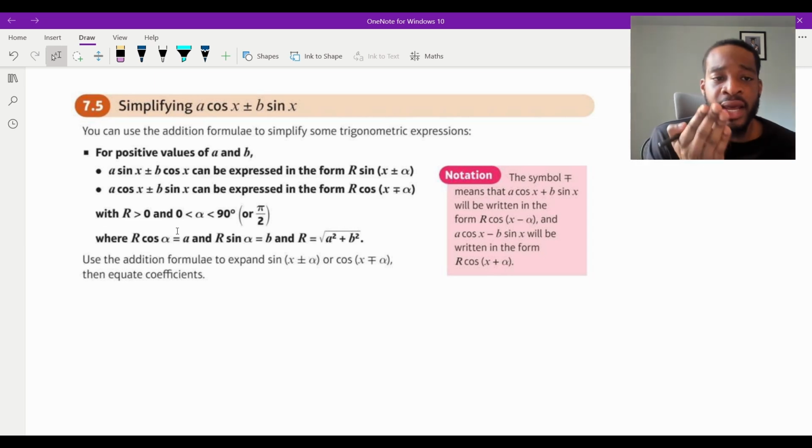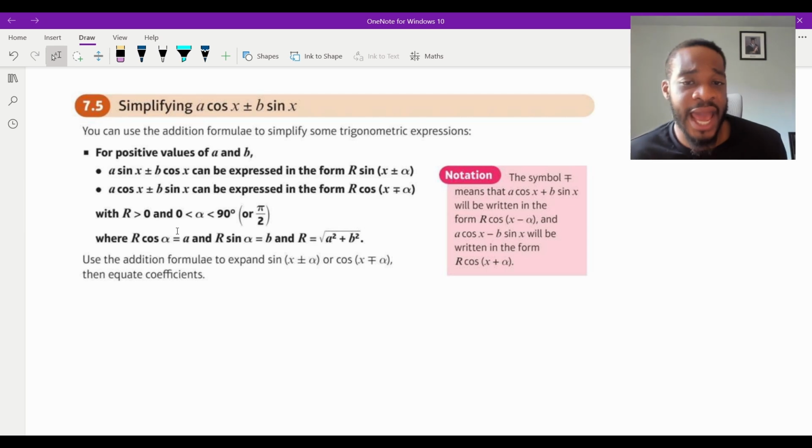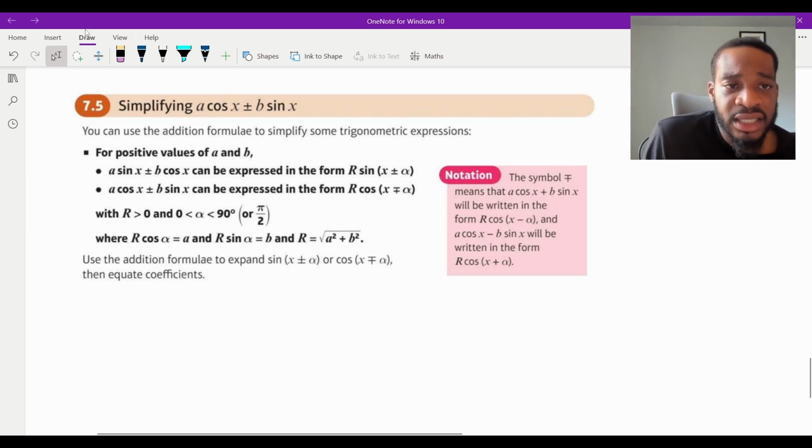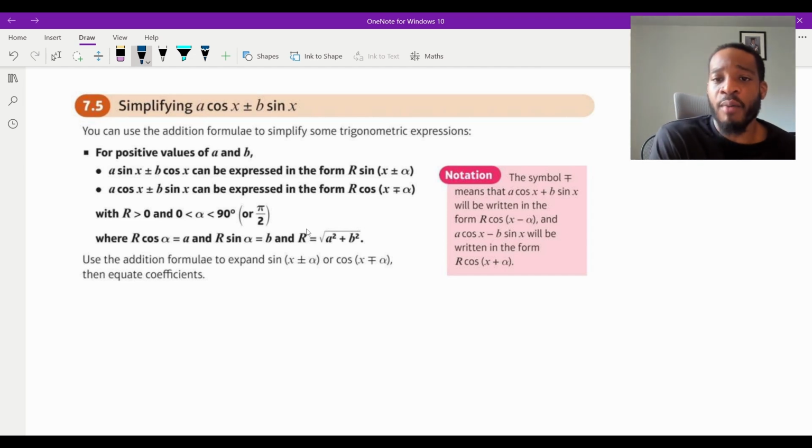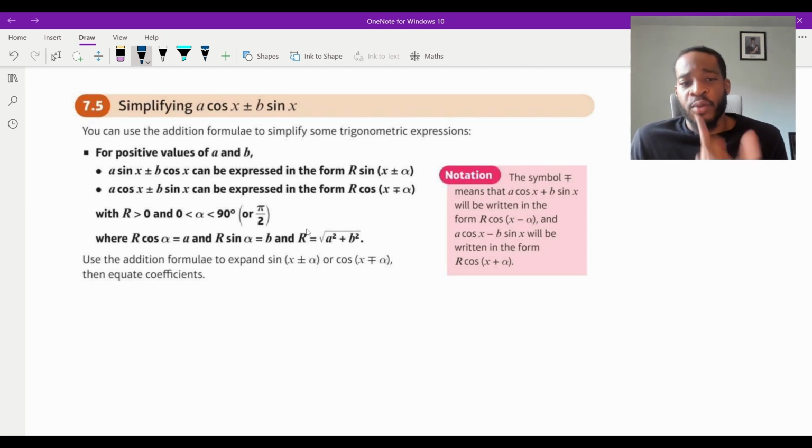For example, the top one, a sine x plus b cos x, can be expressed in the form of r sine of x plus alpha, and obviously the minus is at the bottom here, so the minus will be there, right? So this is a type of question whereby you may have to use these to solve an equation. And it's not just in that typical modeling type of question that you get with harmonic. It can also come up with these types of questions as well. So be aware of it.